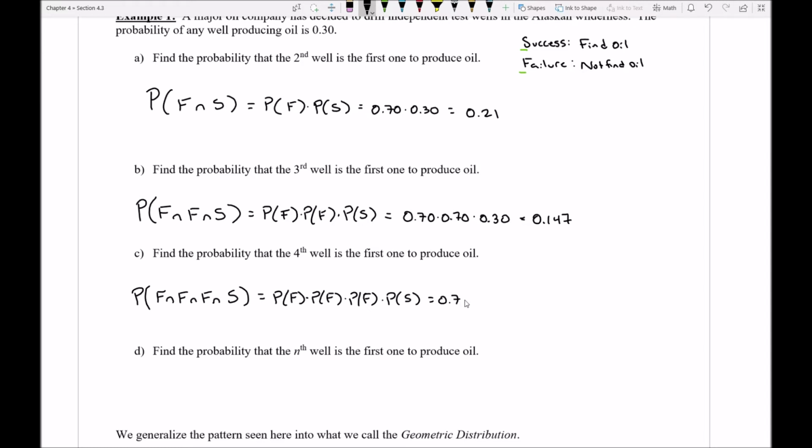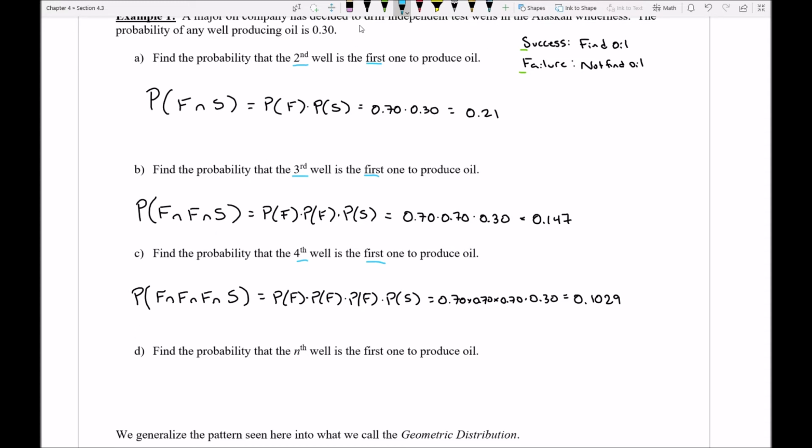That would be 0.70 times another 0.70 times another 0.70, and finally times our value of 0.30, which comes out as a grand total, if I crunch this all out in my calculator, of about 0.1029. So I can kind of see here how all these questions are sounding the same. The only thing that's really differing each time is which well I want to be the first success.